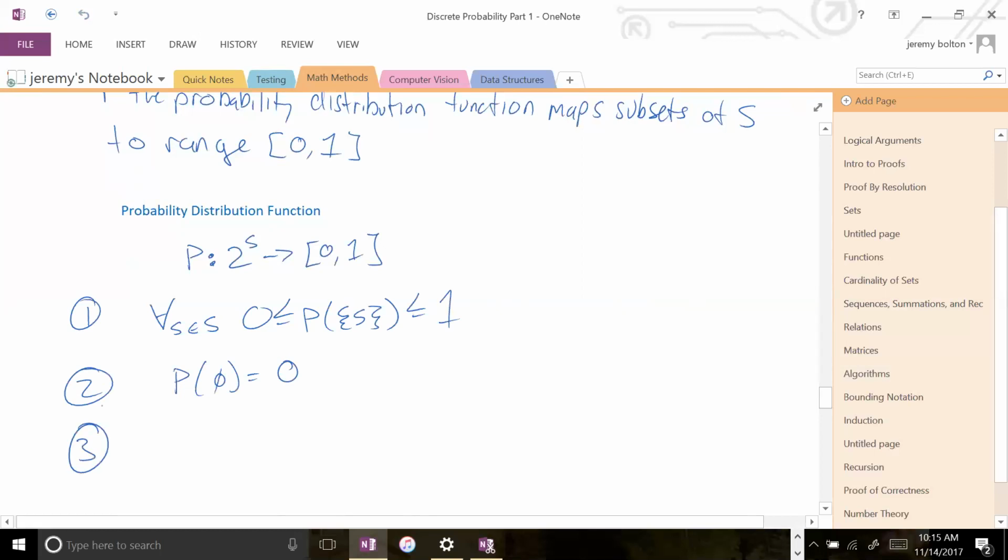Let's say something has to happen. I roll a die and then nothing happens. Something has to happen. Right. And then the sum of the probabilities for all of the singletons is equal to 1. So here we say that the sum over all s in S, here when I'm saying s in S, this is a lowercase s and an uppercase S. These are all the singletons in our sample space. Of P of s is equal to 1. So the sum of all the probabilities of the individual events, the individual singletons, is equal to 1.